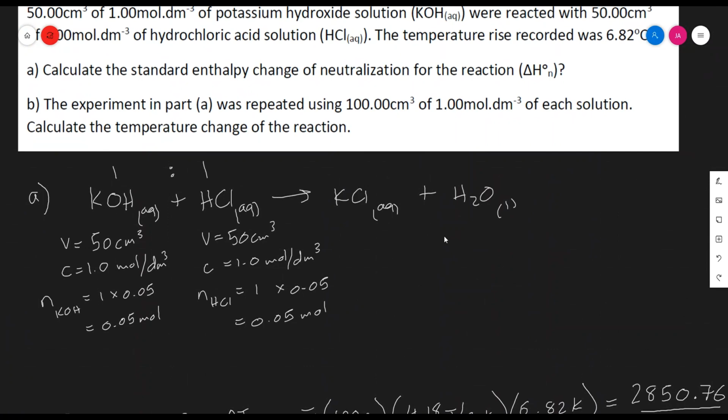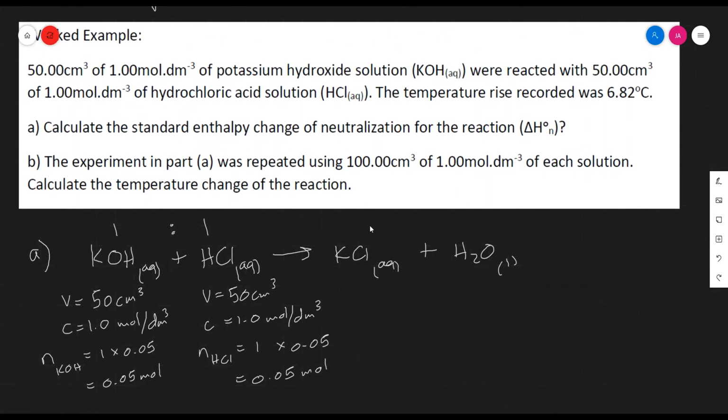Part B of this question is the new concept I would like to introduce. Part B states the experiment in Part A was repeated using 100 centimeters cubed of 1 mole per decimeter cubed of each solution. In the previous question, we used 50 centimeters cubed of 1 mole per decimeter cubed of each solution. The concentrations were kept constant, but the volumes of both solutions were doubled. And they ask you to calculate the temperature change of the reaction.